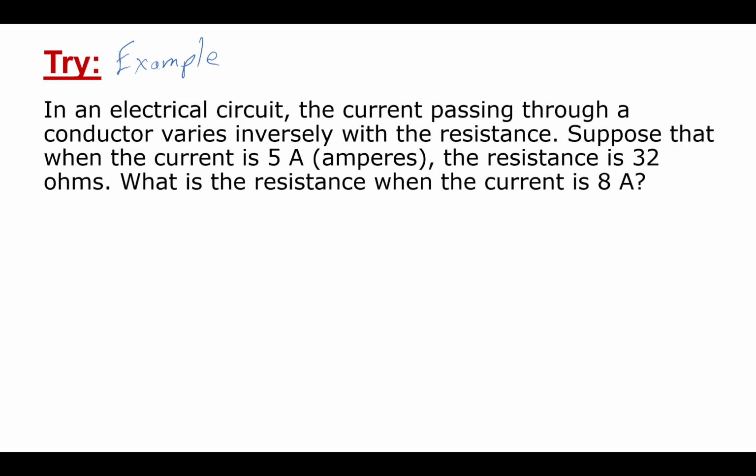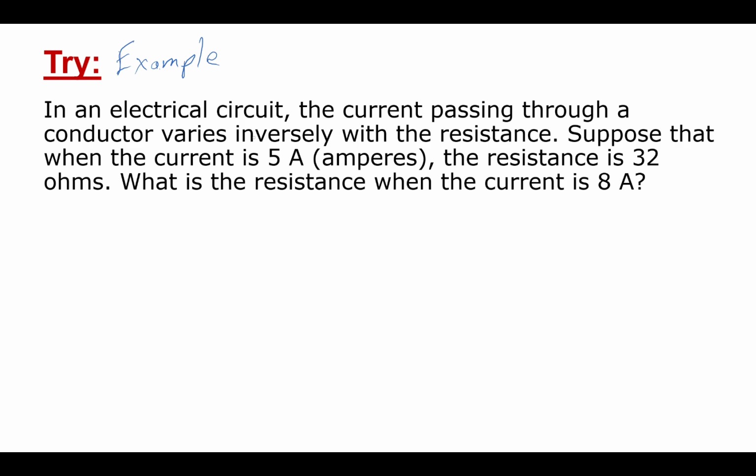So in an electrical circuit, the current passing through a conductor varies inversely with the resistance. Suppose that when the current is 5 amps, the resistance is 32 ohms. What is the resistance when the current is 8 amps?